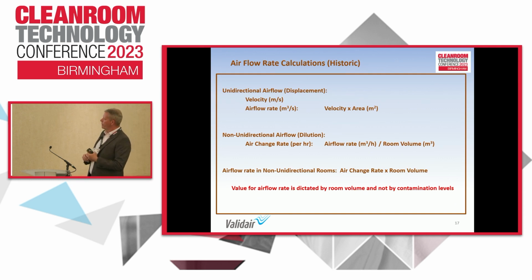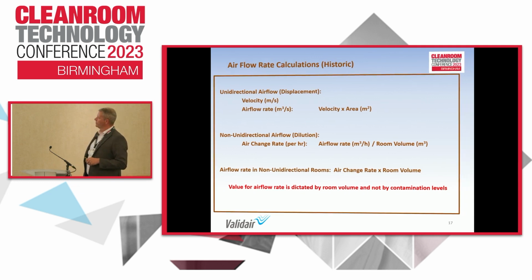The reason for this is that the value of the airflow rate is dictated by the room volume and not by contamination levels if you're doing it by air change rate. So if you specify by air change rate, it depends how big the room is as to how much air you need to put in. It doesn't depend on how much contamination is in the room. So surely you need to be thinking about how much contamination is in the room, not just the size of the room dictating how much air you put in it. So I'll go into a bit more detail.